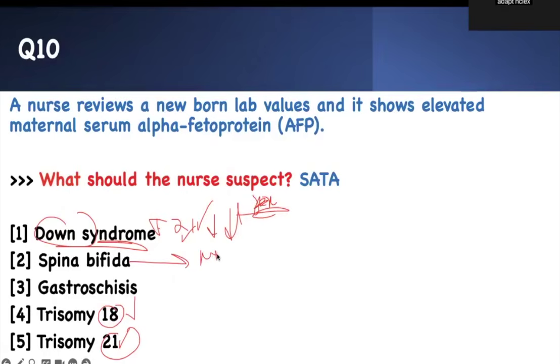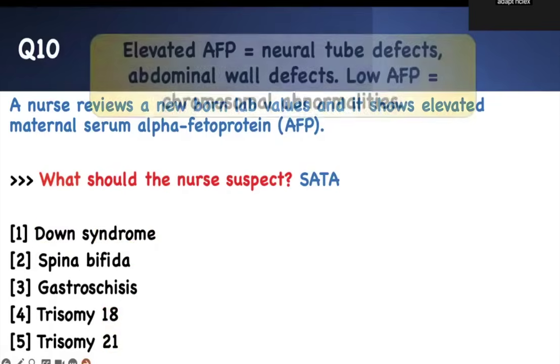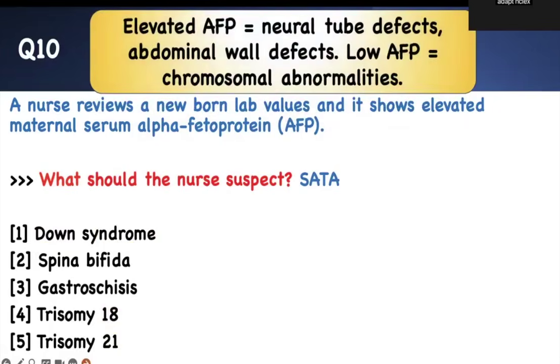Spina bifida is a neural tube defect. Gastroschisis is the abdominal wall defect. This will elevate your alpha-fetoprotein. Know this concept. Whenever you see them somewhere, that is the concept you're going to talk about. Elevated alpha-fetoprotein is caused by what? Neural tube defect, abdominal wall defect. A low value is chromosomal abnormality. Therefore, spina bifida and gastroschisis are your right answer.